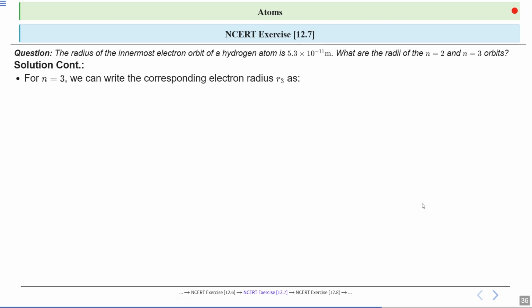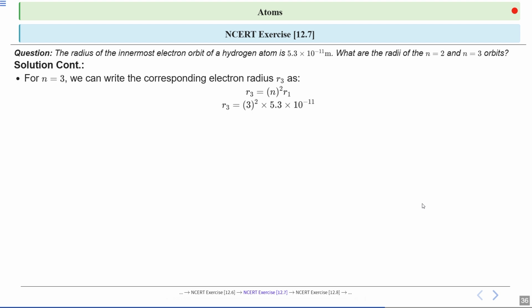Now let's focus on the n equal to 3 orbit. We will write an expression for the radius of this third orbit, which we call r3. The formula for the radius of the nth orbit is Rn equal to n square times r1, where n is the orbit number and r1 is the radius of the first orbit, that is Bohr's radius, r1 equal to 5.3 times 10 to the power minus 11 meters.